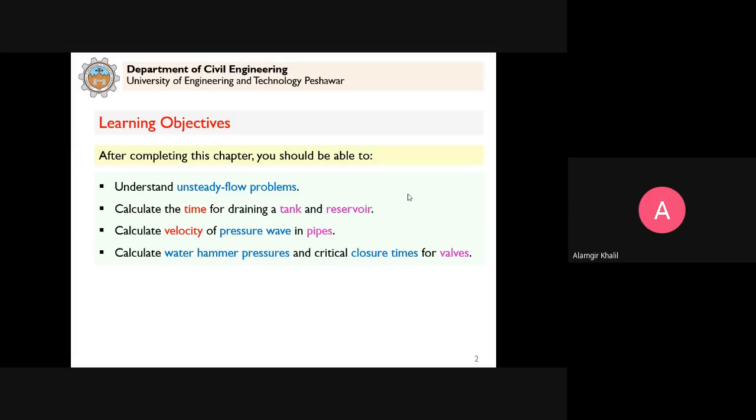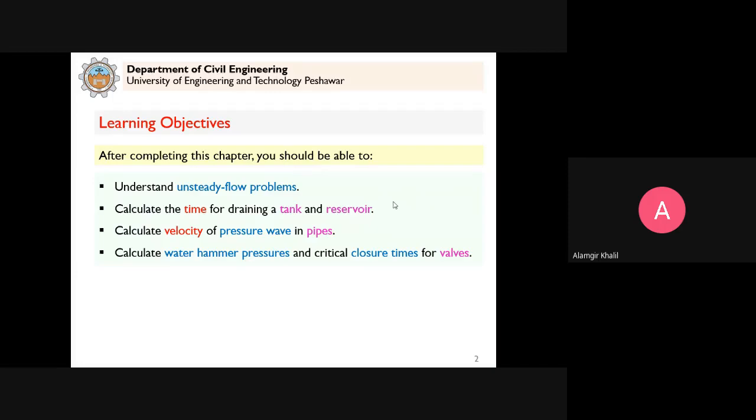Calculate water hammer pressures and critical closure times for valves. So we will study what is water hammer. This is a phenomenon that is encountered in pipe flows, and because of water hammer, pressures are developed. So we will study how to calculate these pressures. And then, because we have valves in pipes for controlling the flow, opening and closing the valves has an effect on pressures in the pipe flows. Clear? So we will calculate how to determine these critical closure times for valves.